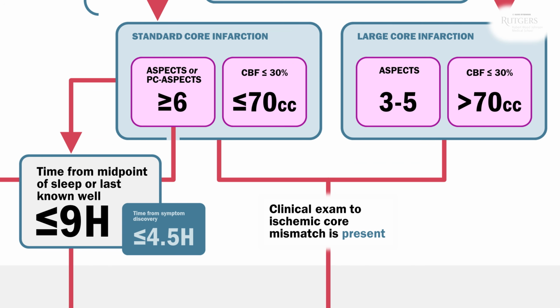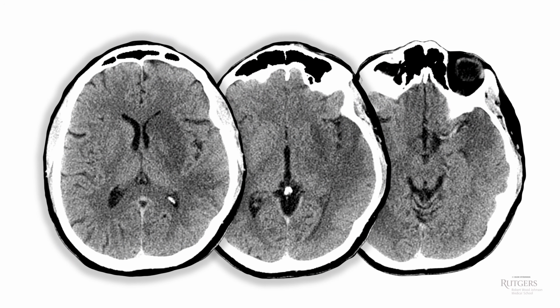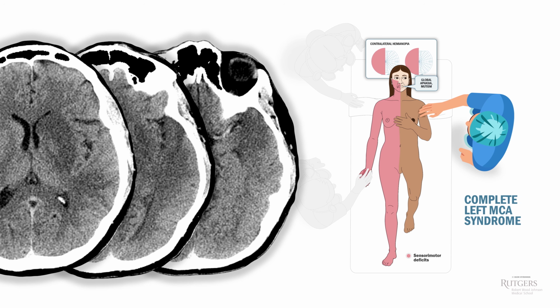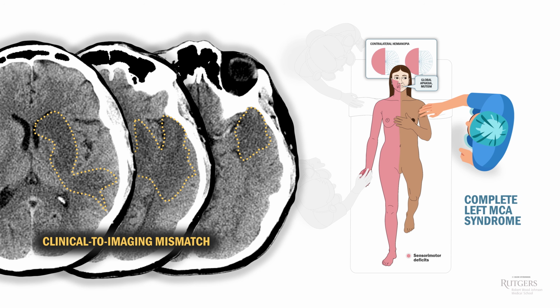As always, there should be a clinical to imaging mismatch. In other words, the neurological deficits that you see at the bedside should still be worse than what's expected for the stroke changes that are visible on imaging. This is especially important for large core strokes. For example, a patient with an ischemic core of 150 cc's, a large core that's about half of MCA territory, may still be eligible for thrombectomy as long as they have a full MCA syndrome clinically.